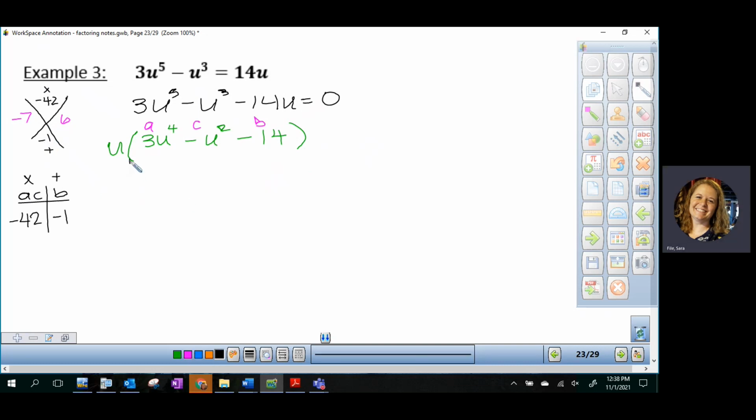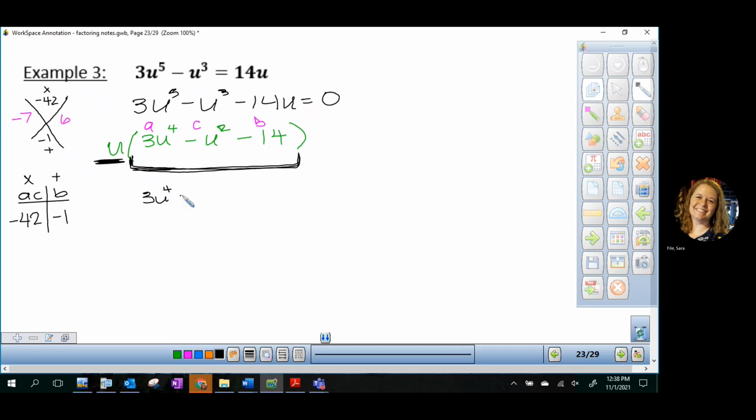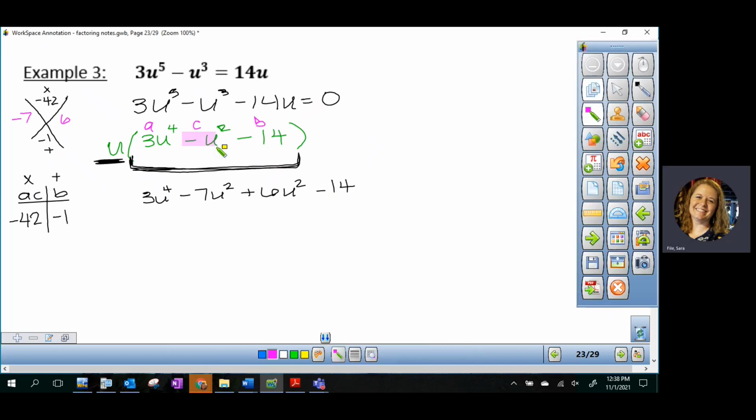Okay, so I'm just going to focus on this part right here for now. I'm just not going to forget that u is still there. I'll come back for it later. Okay, but here, for the trinomial in quadratic form, it's going to be 3u to the 4th minus 7u squared plus 6u squared, and then minus 14. So I made this substitution right here.